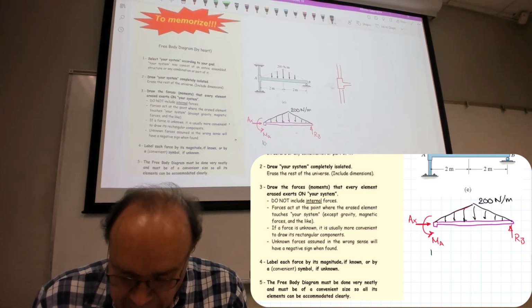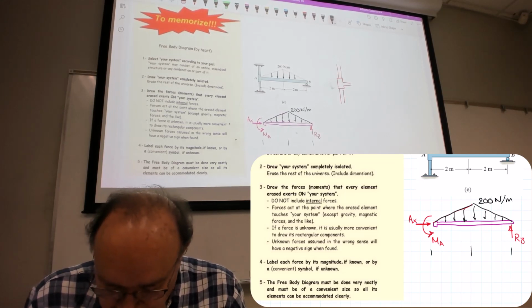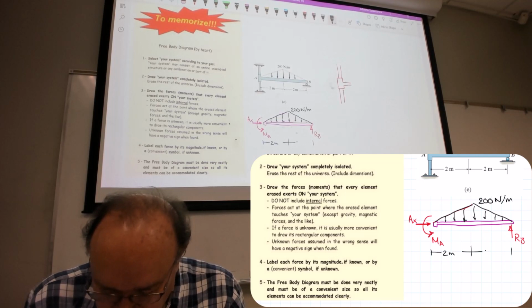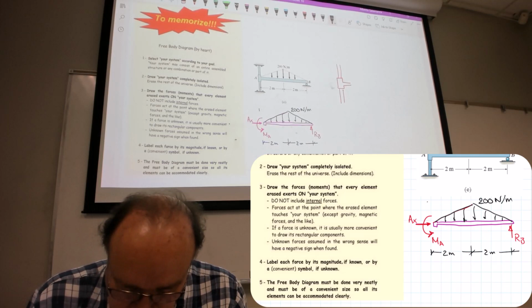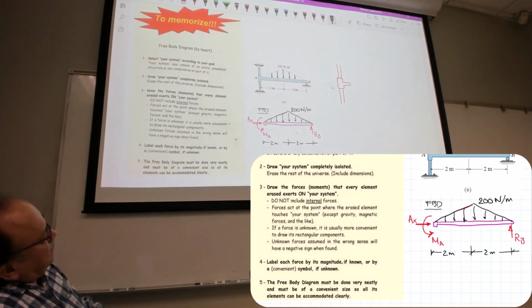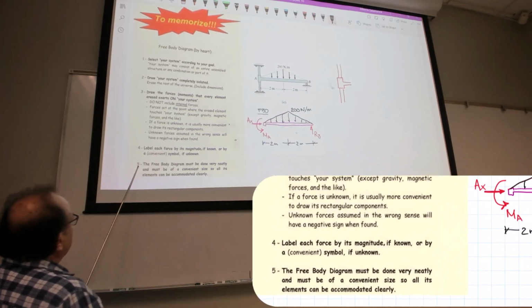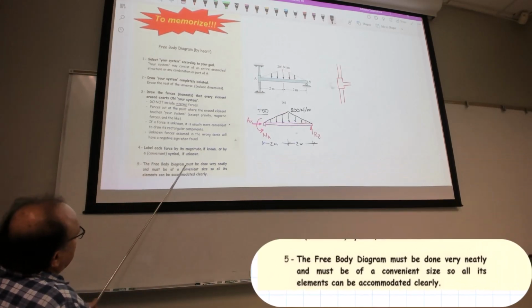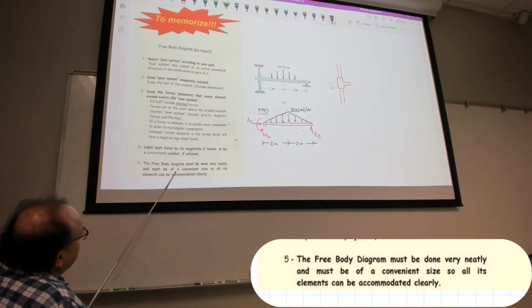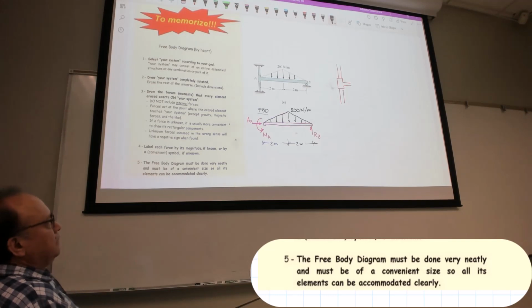If you don't have the other diagram close to that one, it's very good to put the dimensions, but it helps a lot to have those dimensions just right there in the free body diagram. That's your free body diagram. Okay? Very important, the fifth point, the free body diagram must be done very neatly and must be of a convenient size so all its elements can be accommodated clearly. Okay?